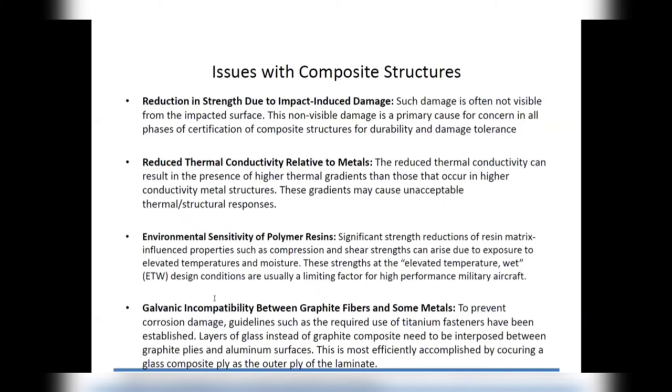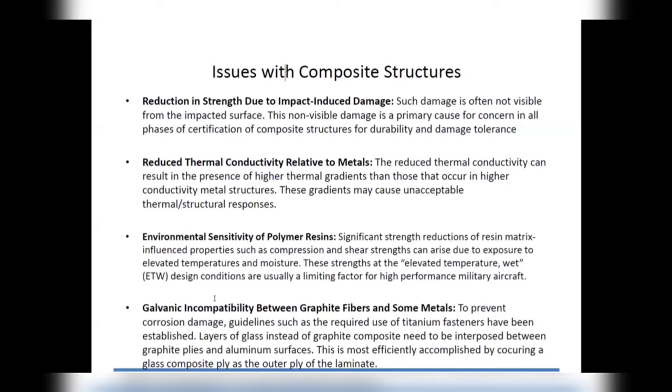We also have the situation where there is the environmental sensitivity of polymer resins. We know that there's a significant strength reduction of resin matrix influenced properties, such as compression and shear strength, and we covered some of that before. That can arise when the composite structure is subject to elevated temperatures and moisture. Not only can moisture be absorbed and cause dimensional instability, thermal can do that, but these two effects can also reduce the strength of the composite, and it is usually a limiting factor for high-performance applications, like in the aerospace industry.